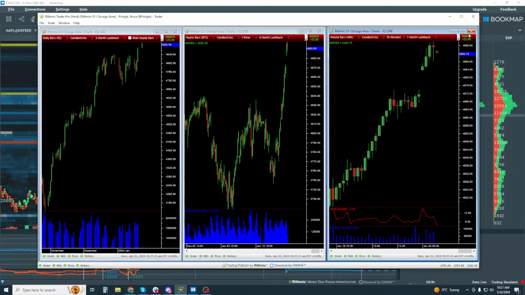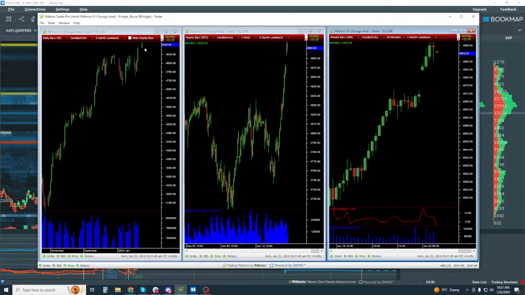Yeah, that looks better. Okay. All right. So anyway, we can see a little bit of a range starting to develop here. You can see some back and forth in here. Let's jump into Bookmap now and go through a few scenarios here.